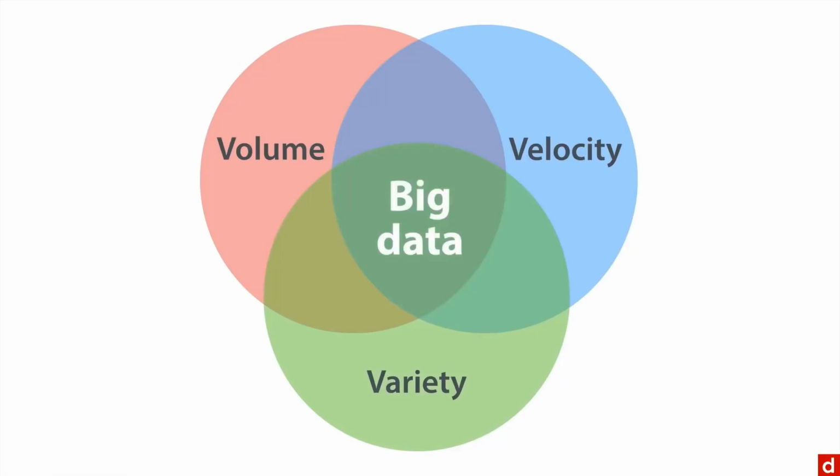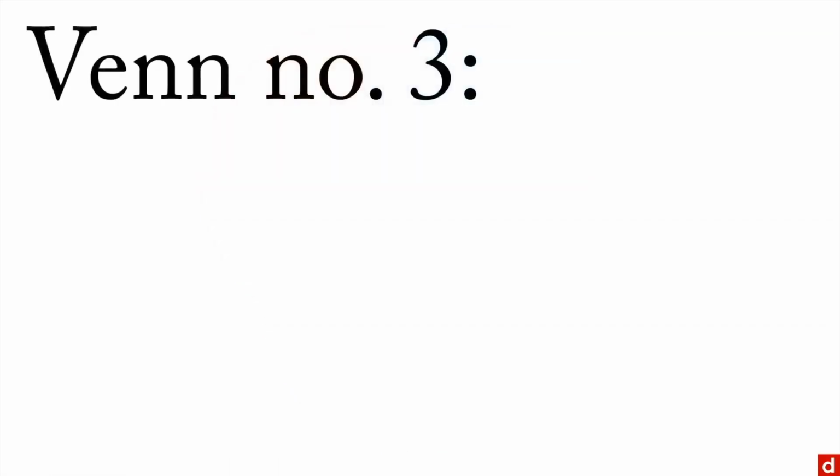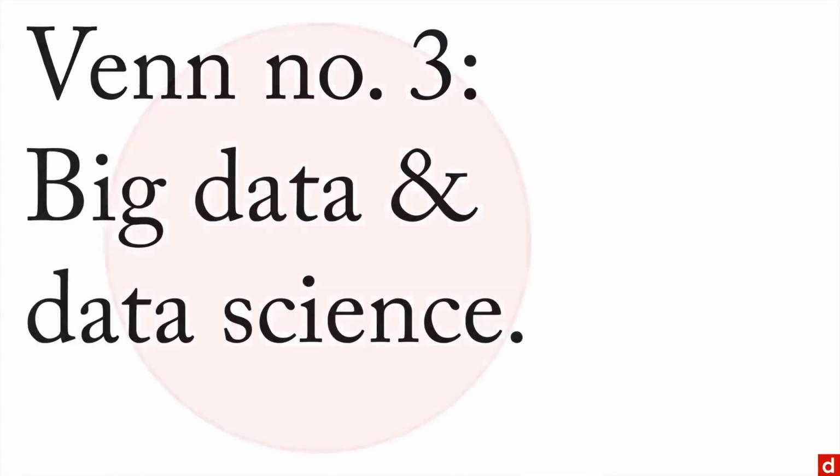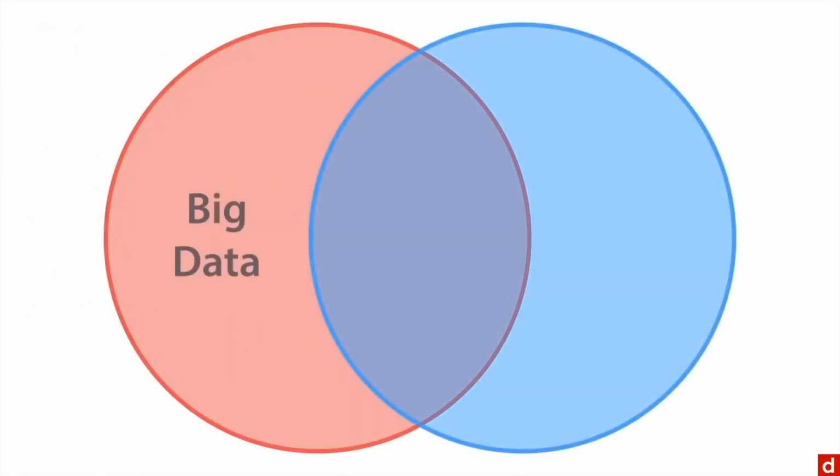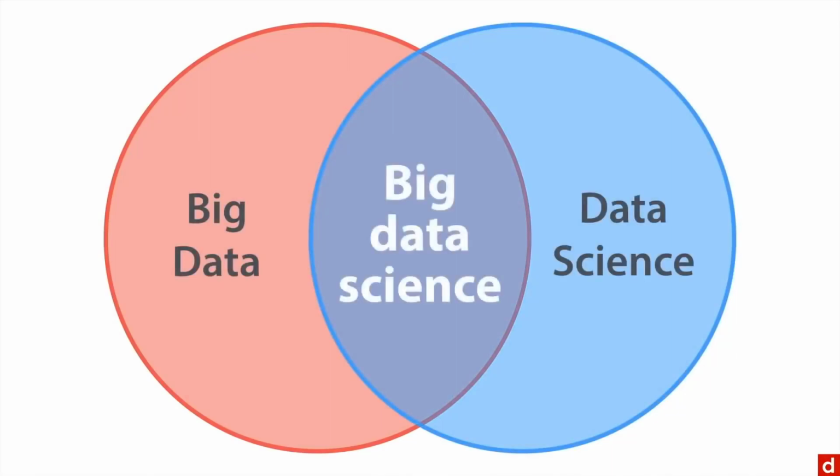Now, we can also combine these 2 if we want in a 3rd Venn diagram we call big data and data science. This time it's just 2 circles with big data on the left and data science on the right. And the intersection there in the middle is big data science, which actually is a real term.